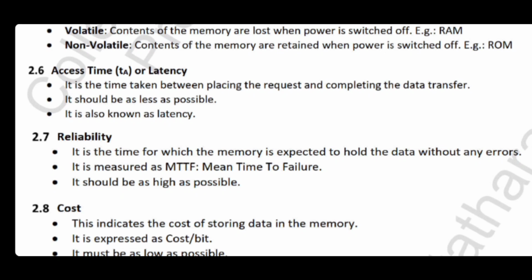If the CPU requests some data from the memory and the memory completes the data transfer, the time between these should be very small, that is access time. So the time between the request and the completion of the data transfer is called the access time. So it should be very small. If you request any data from the memory, the memory should provide it to the CPU with almost no delay. So that is the property of a memory, access time. It should be small. So access time or latency is nothing but the time between requesting data and completing the data transfer.